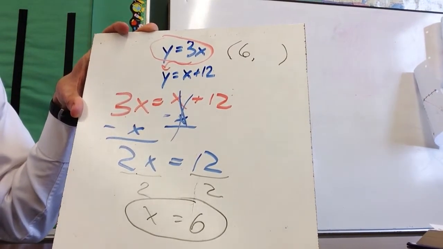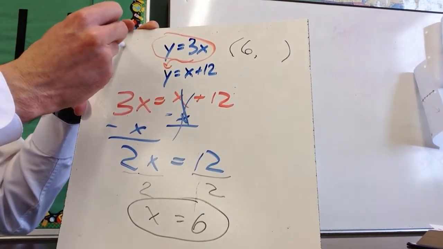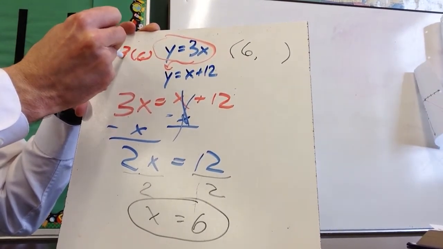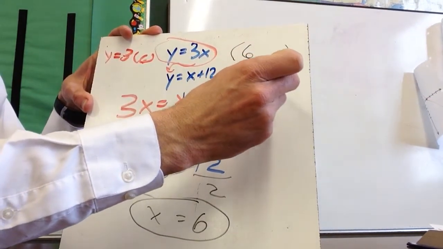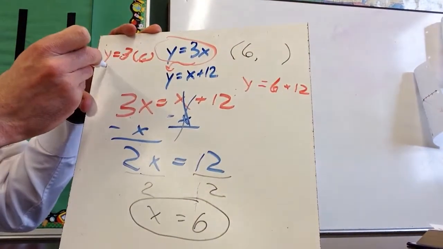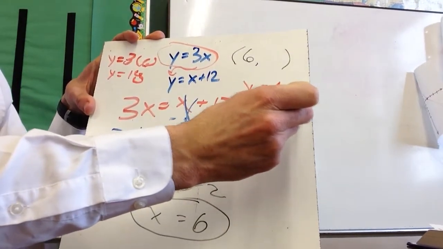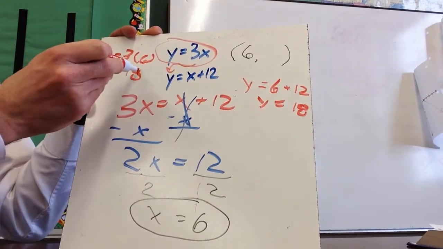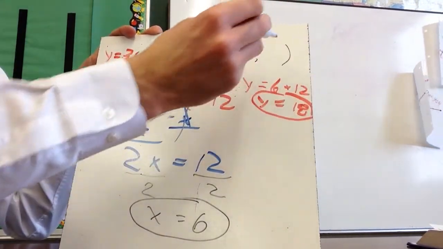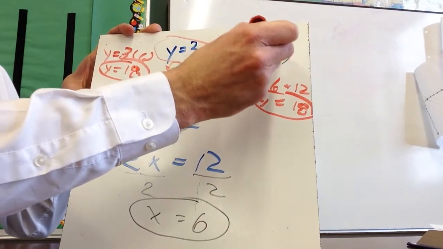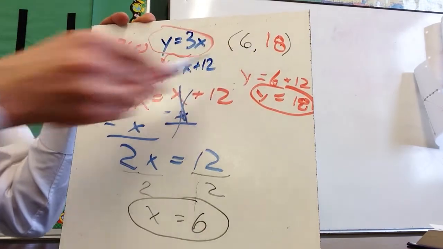So I'm going to take that 6 and I can substitute it into either of these two equations. I could either go y equals 3 times 6, or I could do y equals 6 plus 12. Either way, you should get an answer of 18. You do not necessarily need to solve both of these ways, but one of these two should give you the answer that y is 18, and so this is going to be 6 and 18. So these two lines will intersect at the point 6, 18.